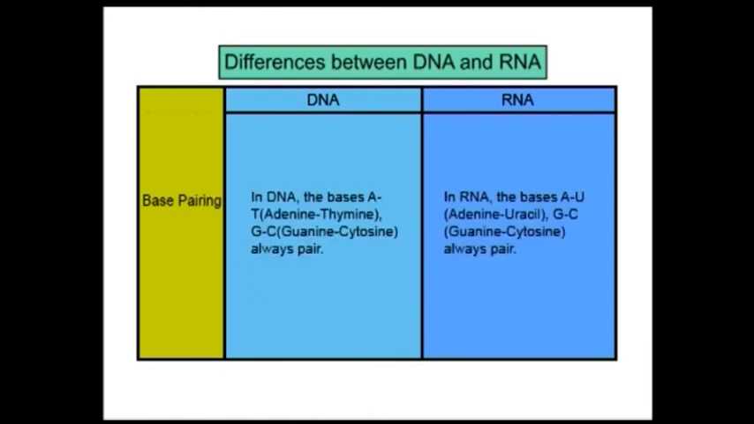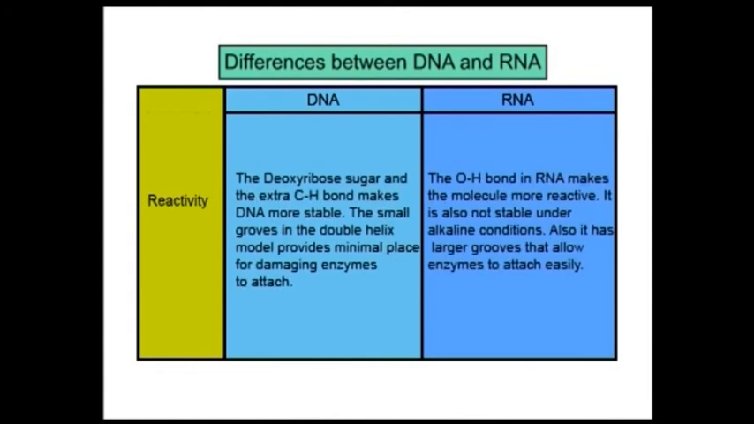In DNA, the base adenine pairs with thymine, whereas guanine pairs with cytosine. In RNA, adenine pairs with uracil and guanine pairs with cytosine. The deoxyribose sugar and the extra CH bond make DNA more stable. The small grooves in the double helix model provide minimal place for damaging enzymes to attach.